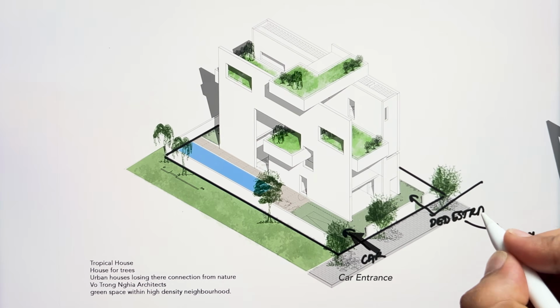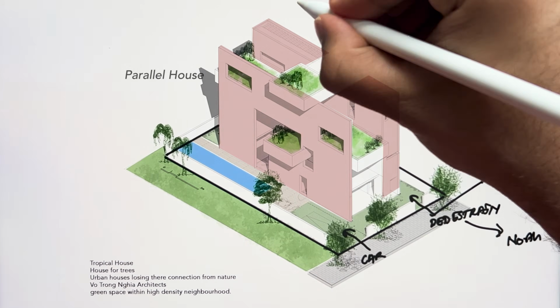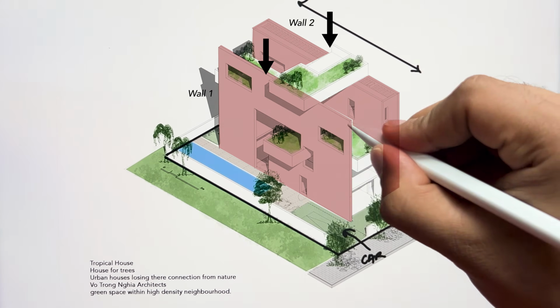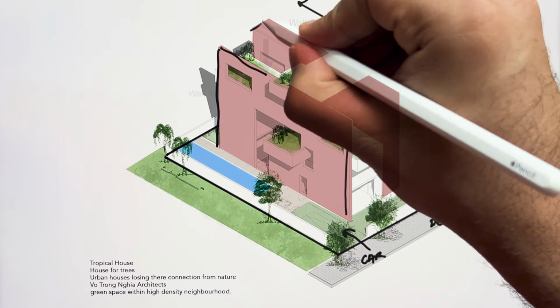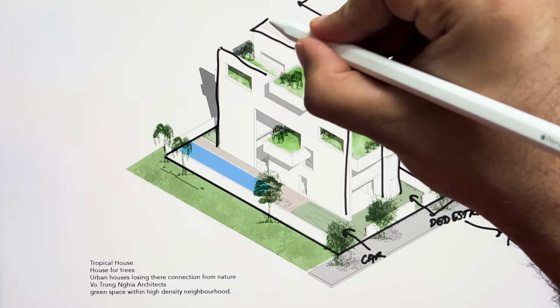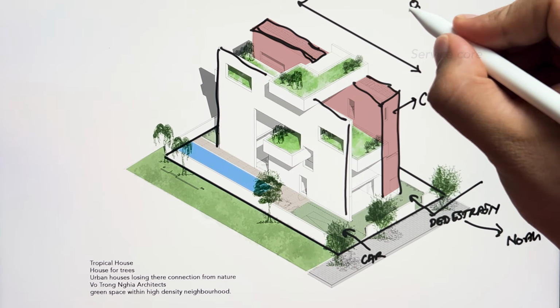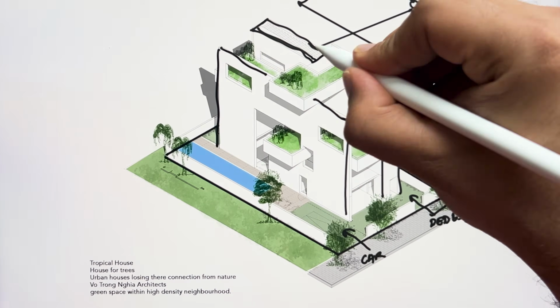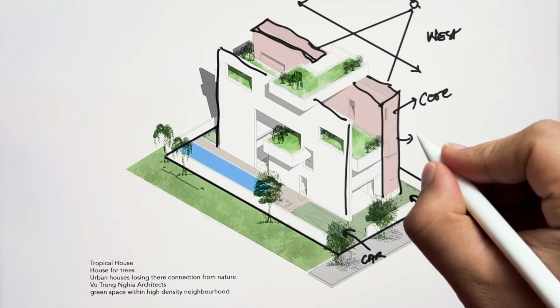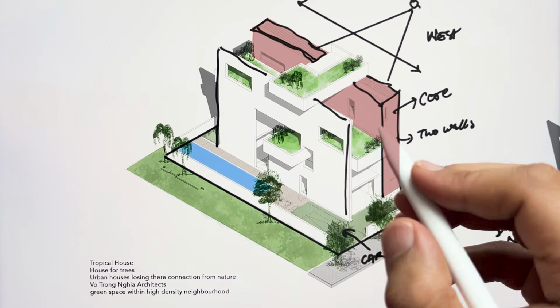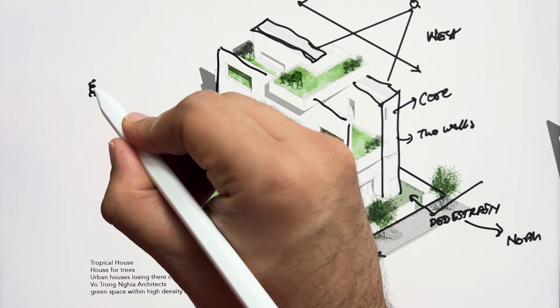And you enter into the house from here, and this house has a parallel geometry to the site. And there are two walls which support the structure of the house. The house is like a sandwich where two walls are holding the space. This mass of the house is the core of the house which contains all the services. And this side of the house is facing the west sun, and this is the core which protects the house from the west sun. And these two walls are the service area which stops the hot sun from entering into the house.